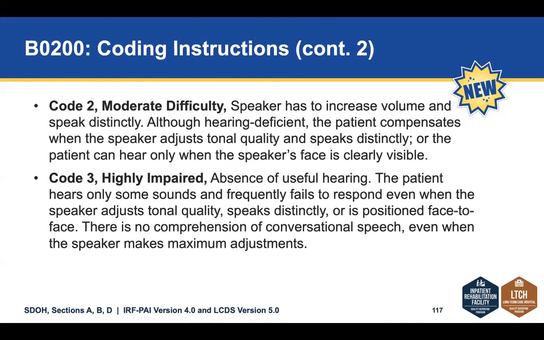The assessor would use code 2, moderate difficulty, if in order for the patient to hear, people have to adjust their own volume, speak distinctly in order to be heard, or perhaps face the resident when speaking. Use code 3, highly impaired, if there is an absence of useful hearing. What this means is that the patient would only hear some sounds and frequently fails to respond or comprehend the speaker, even when maximum accommodations, such as increasing volume, speaking distinctly, or positioning face-to-face with the patient are used.